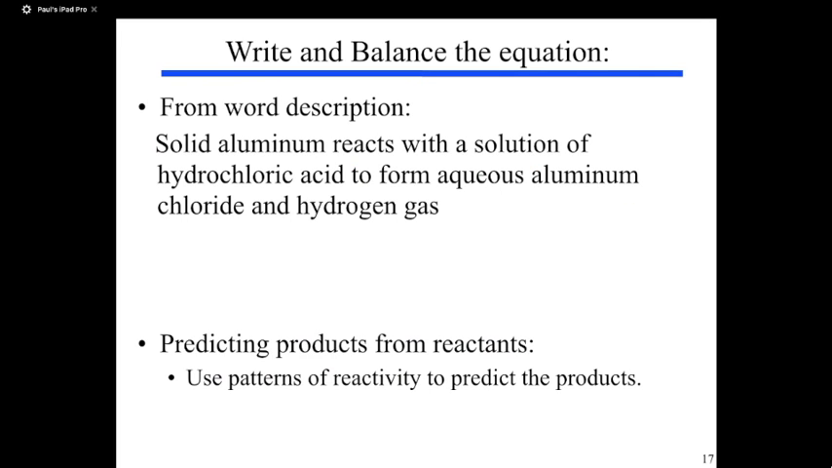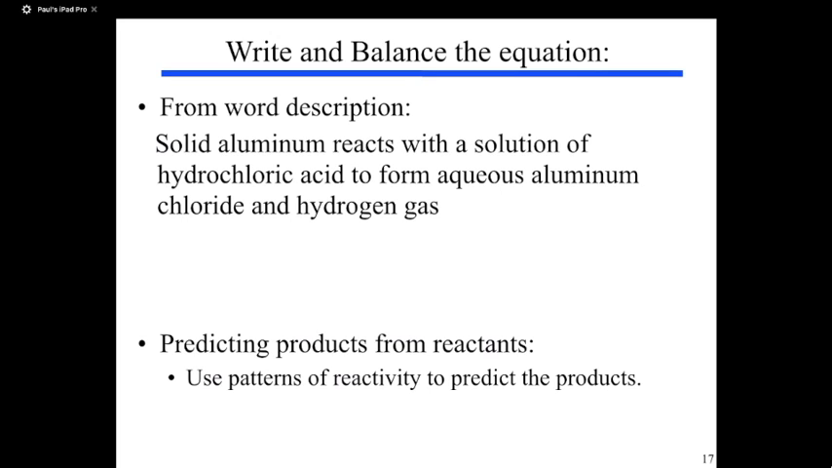I won't be so nice all the time. Sometimes I will give you words instead of an equation. And so: solid aluminum reacts with a solution of hydrochloric acid to form aqueous aluminum chloride and hydrogen gas.